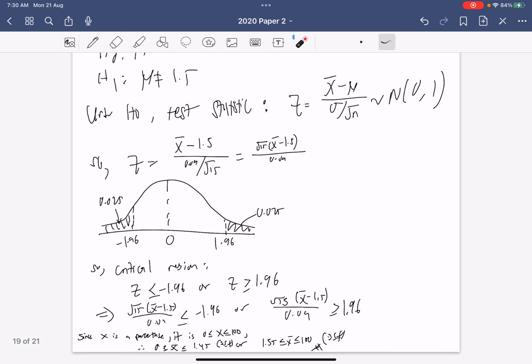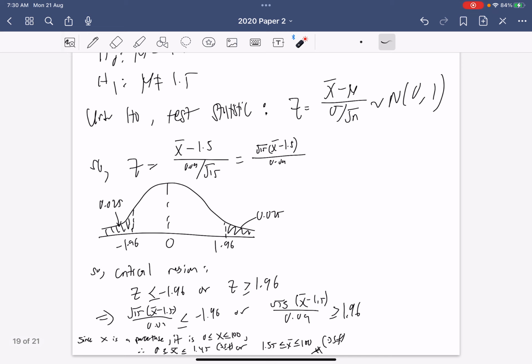So in that case, to find the critical region, it must be either Z is in here or in here, which is 0.025 each, because it's 0.05 when these two add up. So when you split them evenly, it's 0.025 on the right and 0.025 on the left. So it's either you're less than or equal to minus 1.96, or you're more than or equal to 1.96. And by good algebra manipulation, you're able to find that x bar, being a percentage trapped within 0 to 100, means it's 0 to 1.45 or 1.55 to 100.